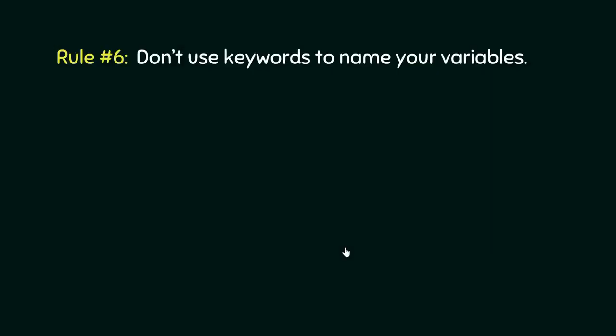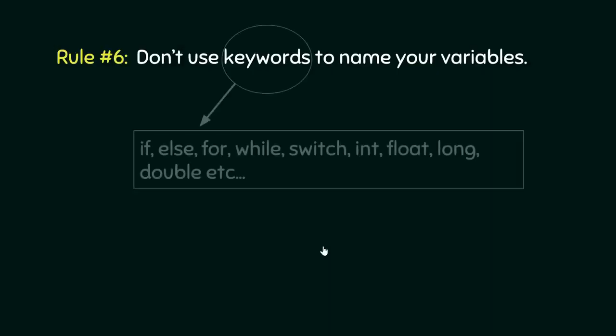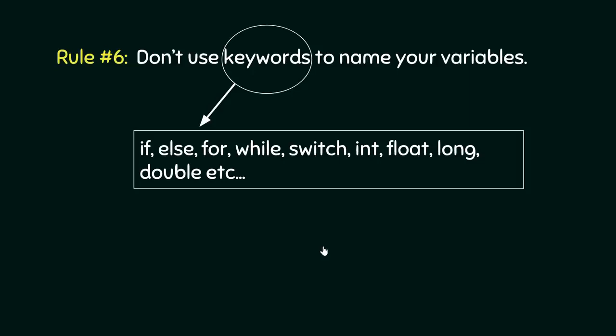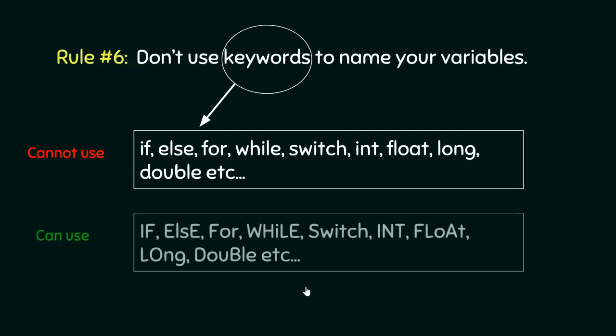Keywords like if, else, for, while, switch, int, float, long, double, etc. are reserved words. You cannot use them in naming your variables. Although all these keywords are lowercase, if you insist on using them in naming your variables, you can make either a single or multiple letters uppercase, and then you can use them like this.